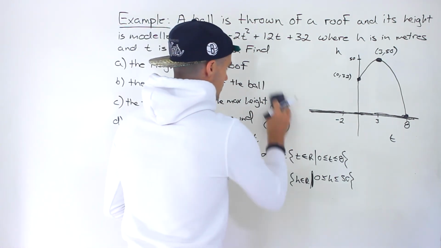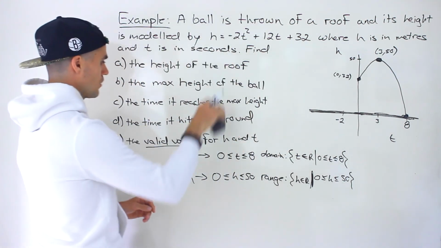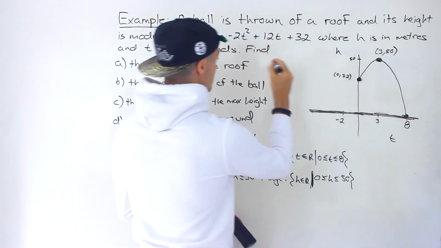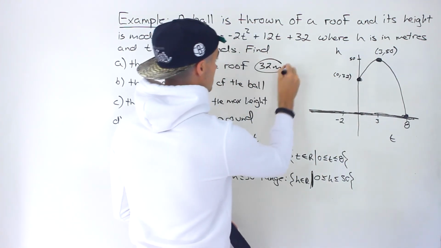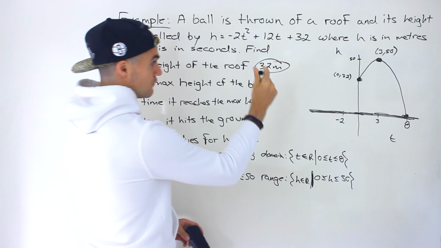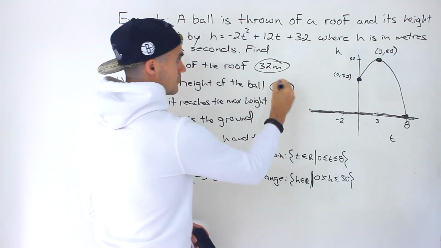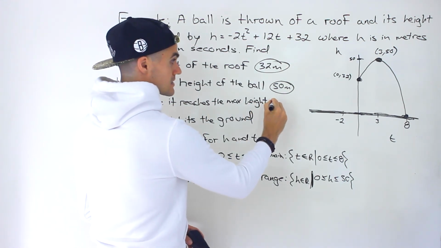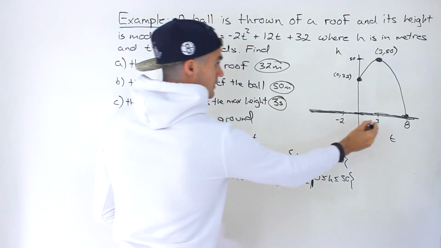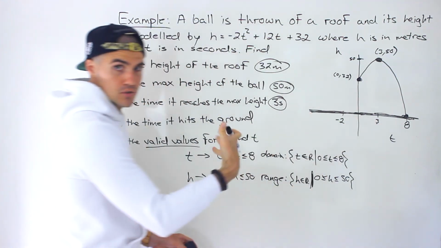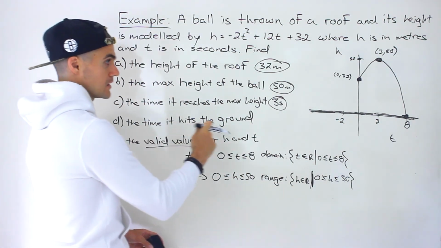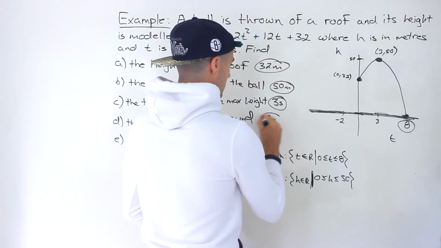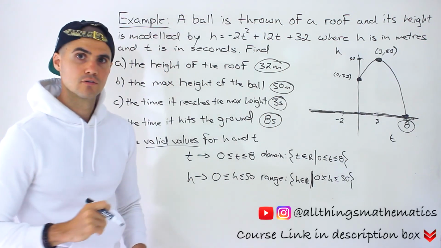And then we can actually just go through with our diagram, go through all of these fairly quickly. What's the height of the roof? It's right here. At a t-value of 0, it's going to be 32 meters. The max height of the ball, 50 meters, right? Up here, it reaches a max height of 50 meters. The time it reaches the max height happens at 3 seconds, right? Which was the midpoint between the intercepts. And then the time it hits the ground, it would be over here. It's going to hit the ground at 8 seconds. And that's it for the question.